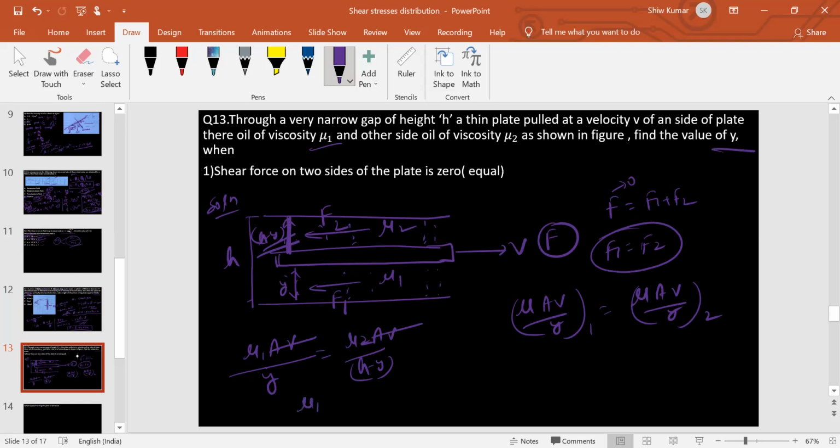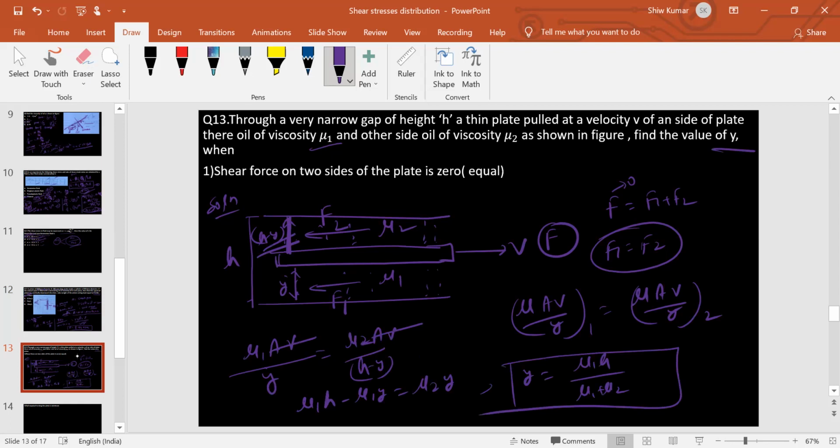Multiplying, mu1 H minus mu1 Y must be equal to mu2 into Y. If you simplify, the Y value will be mu1 H divided by mu1 plus mu2. This is the thickness of the first layer toward the bottom, and this is the bottom part and this is the top part. When we take this Y value, the shear forces on the two sides of the plate are equal.